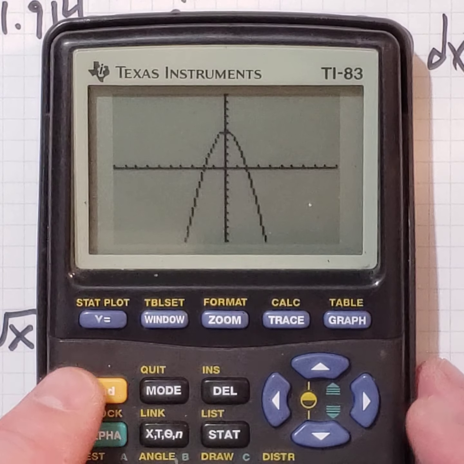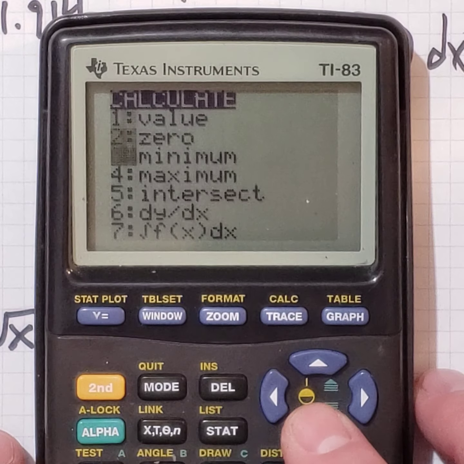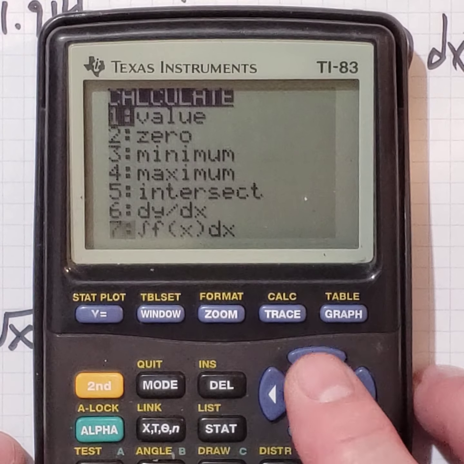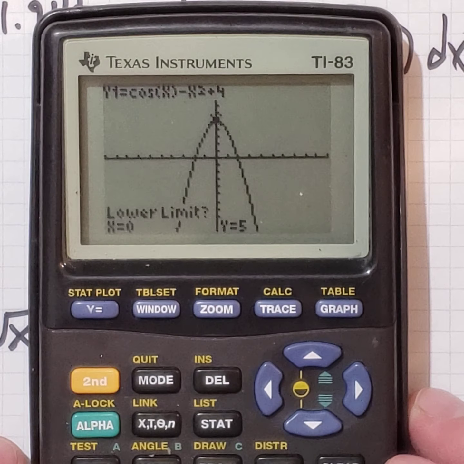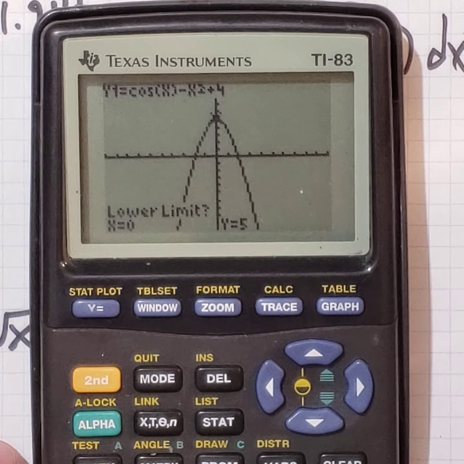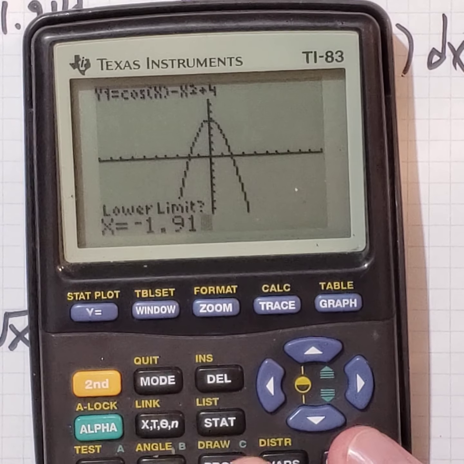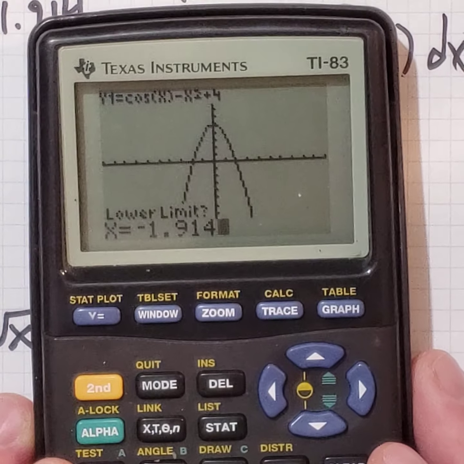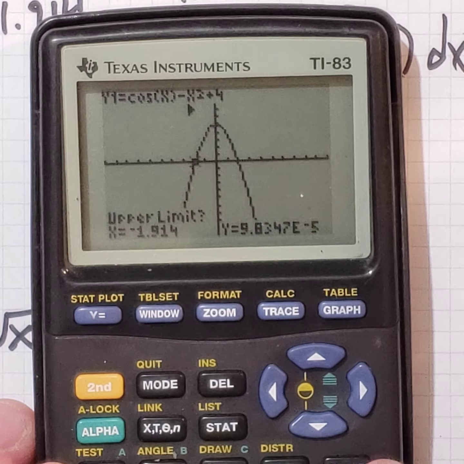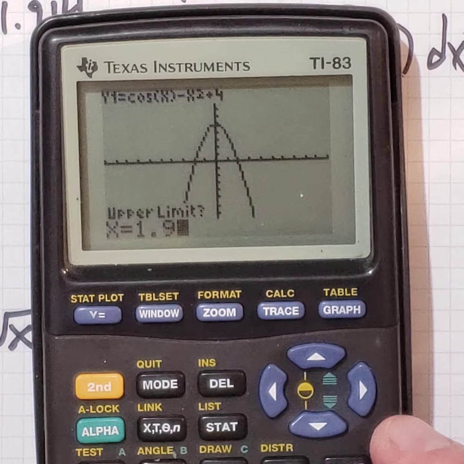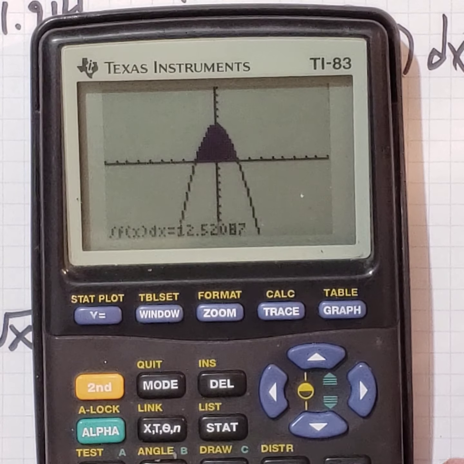So to find this, simple. Second, calc, and then 7. Right? We want that area under the curve. Let's choose enter. It asks us for a lower bound. We could do negative 1.914. I think that was right, yes. And then it asks us for our upper limit. So we do positive 1.914.